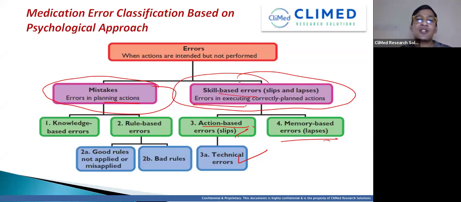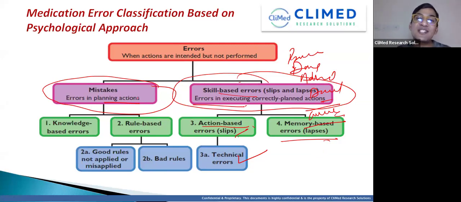Maybe the language is not understandable properly. So those are technical errors. Okay. Skill based errors means what happens in the execution. Execution means either in the prescribing, or in the dispensing, or maybe in administrating, or maybe in dictating, or maybe when you are writing exactly, or whatever. These are execution based errors.